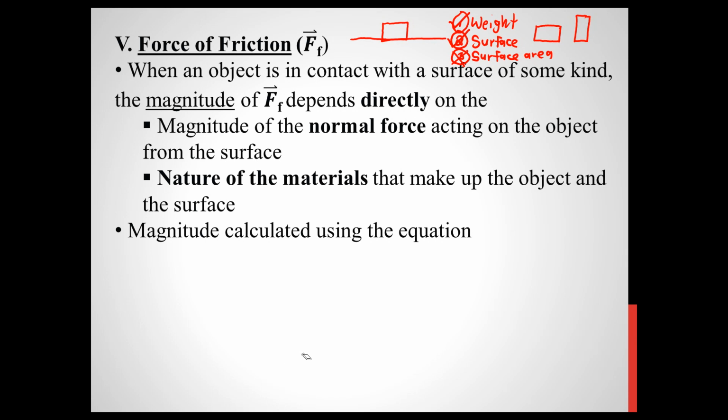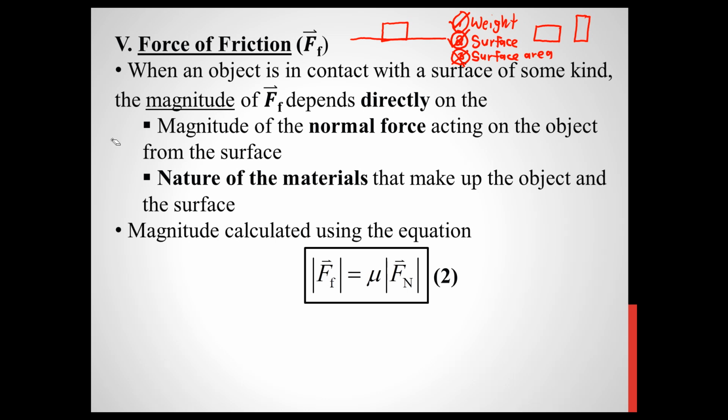To calculate the magnitude of the force of friction, we can use the following equation. The magnitude of the force of friction is equal to, you've got some funky symbol that looks like a handwritten U. That handwritten U is a letter of the Greek alphabet. I think it is a lowercase letter called mu. I don't know if I'm spelling mu correctly, but it's part of the Greek alphabet. Magnitude of the force of friction is equal to mu multiplied by the magnitude of the normal force.